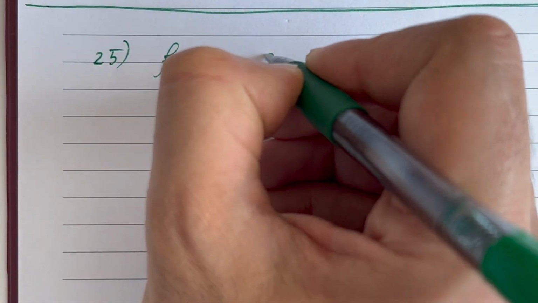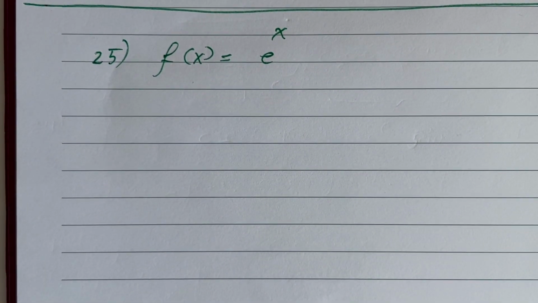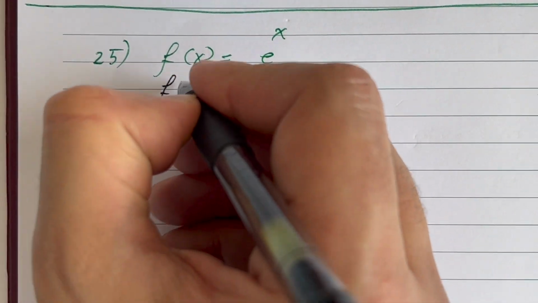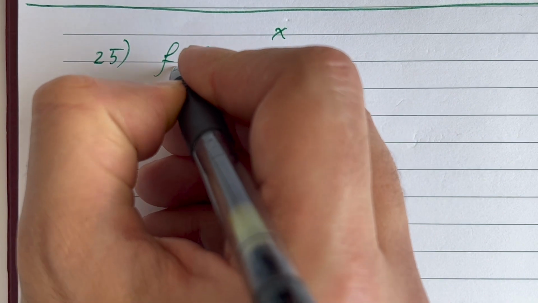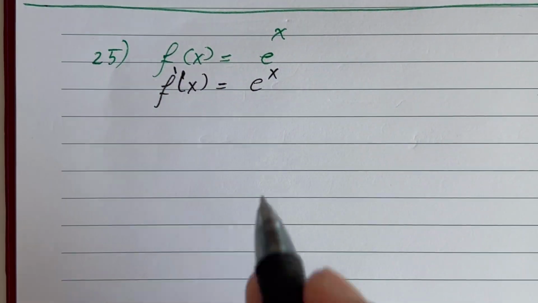Rule number 25. What is the derivative of e to the power x? The only function in the world that has the derivative same as the original function is e to the power x. So the derivative is e to the power x, the same thing.